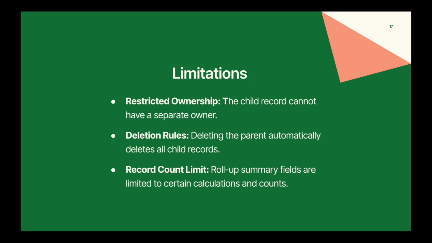Limitation is restricted ownership. That is, the child record cannot have a separate owner. Deletion rule, that is deleting the parent automatically deletes all child records. And record count limit, that is roll up summary fields are limited to certain calculations and counts.